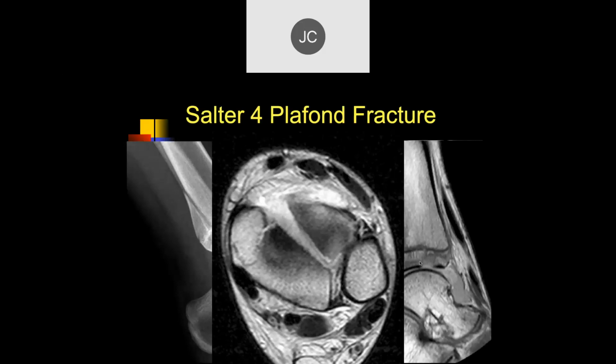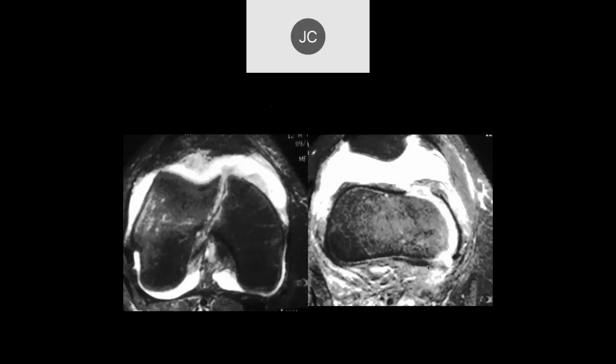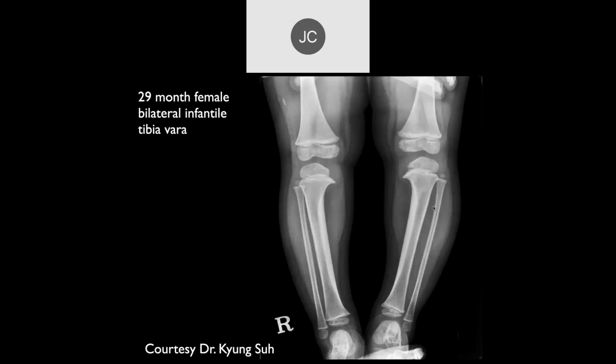There's widening and it extends into the joint space. We can see here. So it's a very significant high risk type 4. And this just shows a fracture going here.